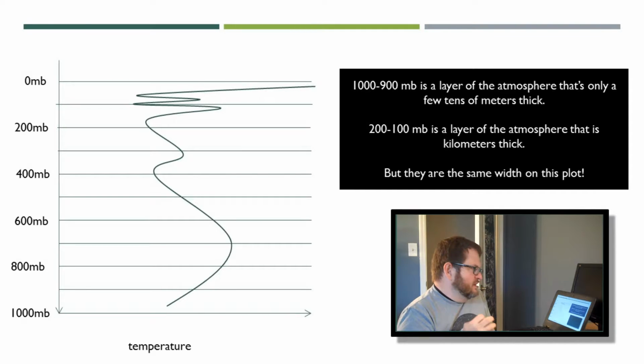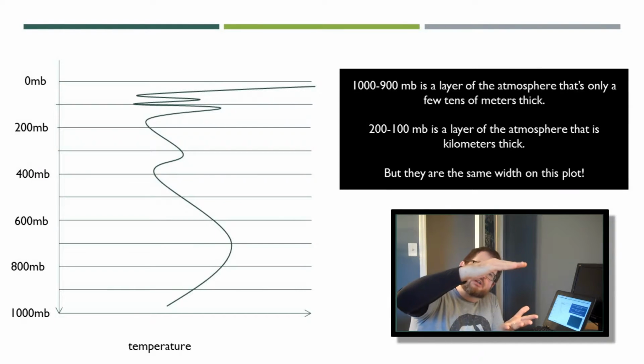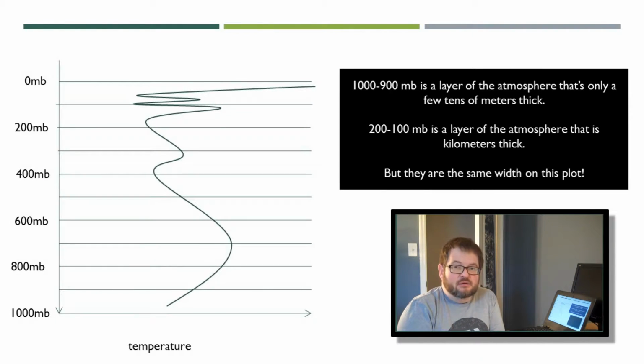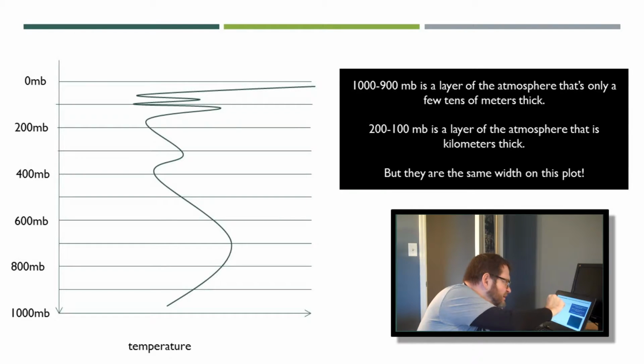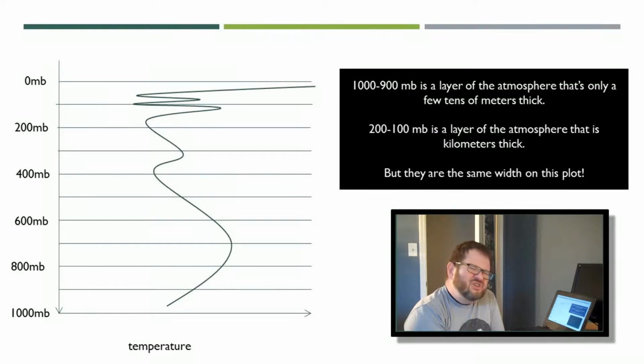In reality, these layers are not equally thick. Thick being the distance from the top to the bottom, like the thickness of a book. The layer from 1,000 millibars to 900 millibars is only a couple tens of meters thick. The layer between 200 millibars and 100 millibars is a couple kilometers thick. But on this graph here, they're the same thickness. I mean, they're the same visual distance between them. 900 millibars and 1,000 millibars are just as far apart as 200 and 100 are. So you would get kind of a weird, distorted graph where everything would be crammed up near the top. That isn't necessarily what you really want either.